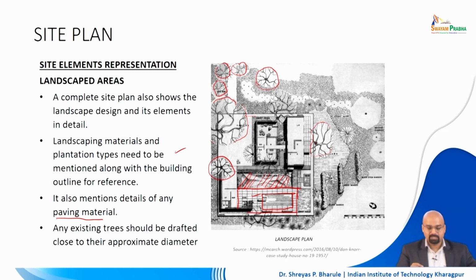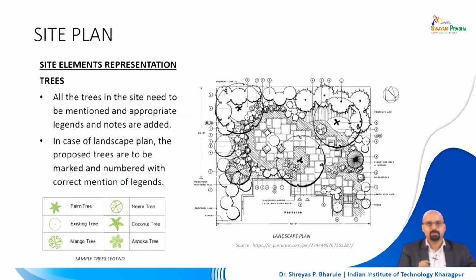Along with that, what is really important is all the existing trees which are there are to be represented, right. All those which will be added are to be represented as well, right. So, that becomes really important. That kind of completes your first landscape layout, the landscape areas of your site, right, very important.